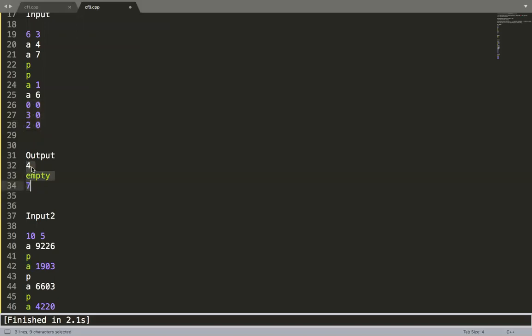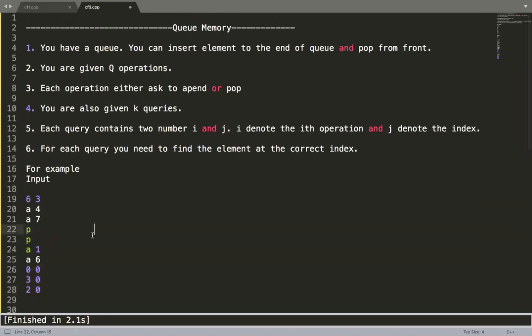I cannot just print 4 7 and empty. Okay, so I need to make sure that I am having... I'm going to store the index, so that I can very well store the answer at each index. Yes. So how are we going to do this? So what I did was, during the placement.